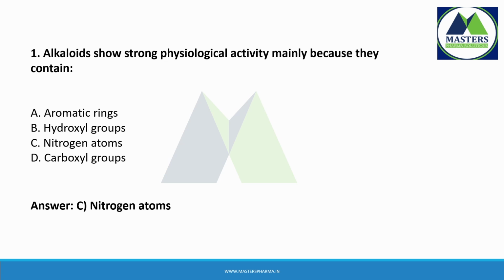Now we see the other options. Option A, aromatic rings, common in many molecules but not responsible for the unique strong physiological activity of alkaloids. Option B, hydroxyl groups, affect solubility and reactivity but don't define alkaloid activity. Option D, carboxyl groups, rare in alkaloids, generally make molecules acidic, so not related to their biological effects. So the correct option is option C, nitrogen atoms.